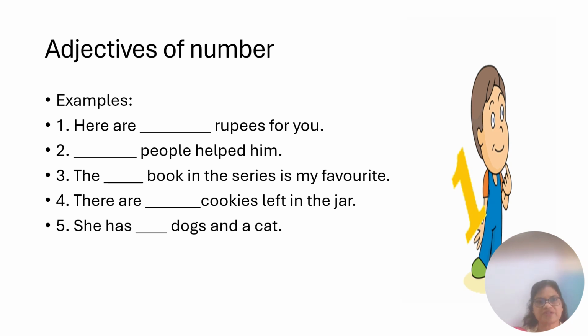The dash book in the series. The last book or the first book in the series is my favorite. There are dash cookies left in the jar. So there are some cookies left in the jar, or there are many cookies left in the jar. You can mention. She has many dogs and a cat. She has two dogs and a cat. You can mention here a number, or you can mention the quantity or determiner.